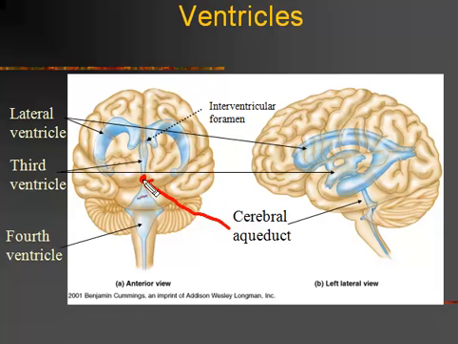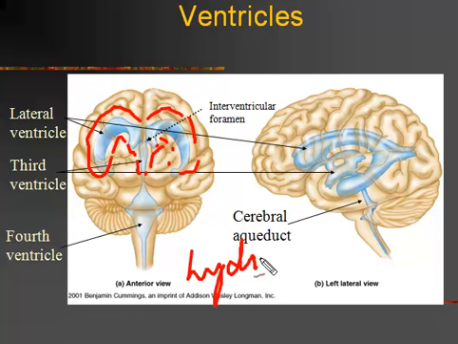So if there's a blockage here due to any reason, scarring or anything, you can see that CSF, which is produced in the lateral ventricles, as it is traveling down through the interventricular foramen and coming into the third ventricle, is not able to pass through and get into the fourth ventricle. So it'll keep producing CSF, and it'll not pass down. As a result, the lateral ventricles and the third ventricle will enlarge, and you will have a type of hydrocephalus known as internal hydrocephalus. So you can see this. This is what the person will suffer from.